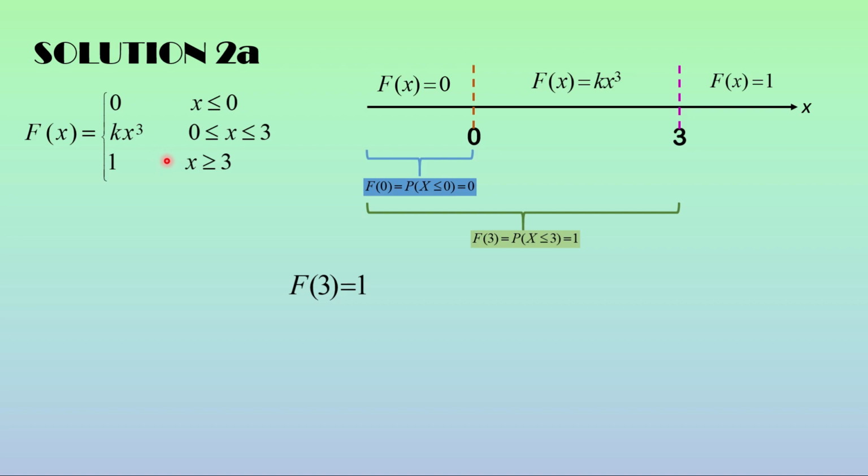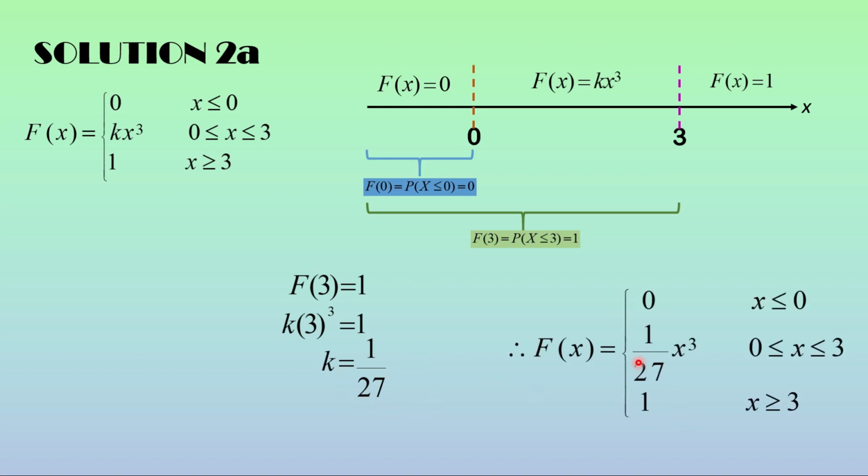Since this is the continuous random variable, the function of kx cubed at x equals 3 will give the same value of F, which is the total probability 1. So equate kx cubed with 1 at x equals to 3. Then solve for k. So k is equals to 1 over 27. And rewrite the cumulative distribution function.